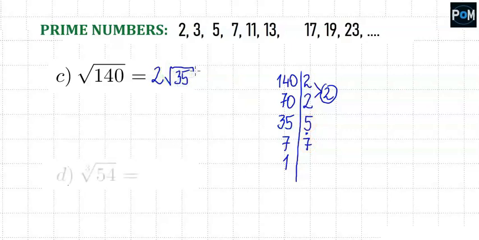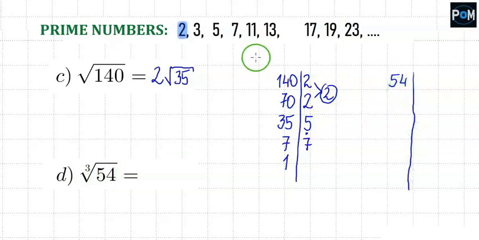End of example C. Now example D, the cube root of 54. Third-degree roots work exactly the same way, at least initially. We also need to break down the number 54 into its prime factors. Just like before, first we check 54 by 2. Divided by 2, so here is 2. 54 divided by 2 is 27. 27 is not divisible by 2, but it is divisible by 3. 27 divided by 3 equals 9. 9 by 3 also divides, resulting in 3, and 3 divided by 3 gives 1.